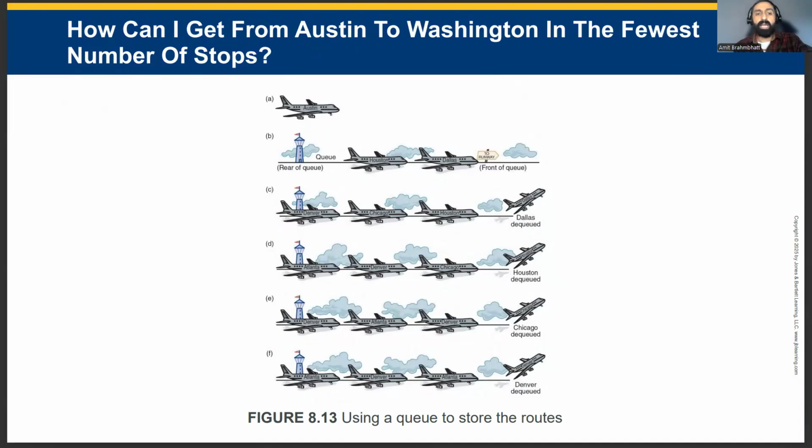So once we apply BFS to the same travel problem from earlier, finding the fewest stops from Austin to Washington, the diagram shows the queue holding each route as the algorithm searches outward from the starting city. Because BFS expands by distance layers, the first time we reach Washington, we know it's the shortest possible route in terms of the stops.